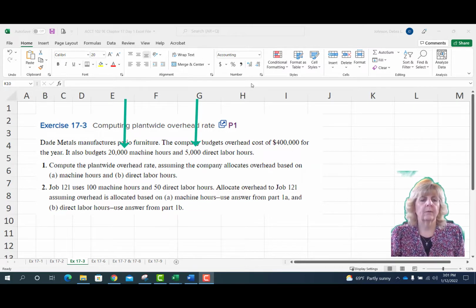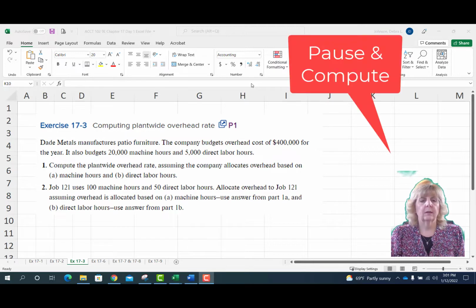Step 1 will have you compute the plant-wide overhead rate. Letter A will have you compute it based on machine hours, and 1B will have you compute it based on direct labor hours. Pause the video and let's see what you get for requirement 1.